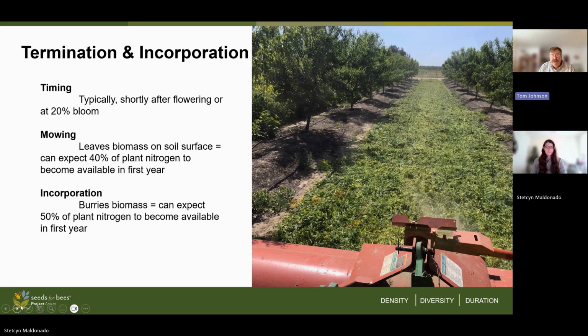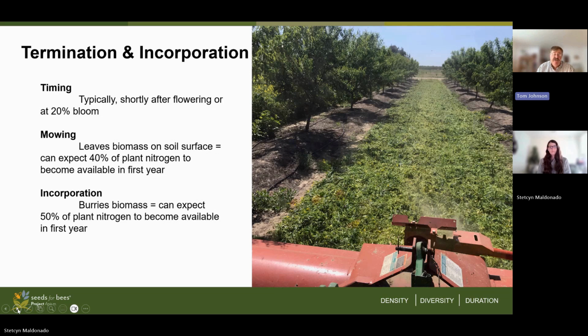Okay, well, the amount of nitrogen you're going to get out of a legume or a legume mixed cover crop is a function of biomass. So the bigger it is, the more nitrogen you're going to get out of it. The bigger it is, the more of a mess it's going to make in your orchard or your rotation. So termination and incorporation are an important part of this whole process, and a lot of times it comes down to timing and how you're going to do it.